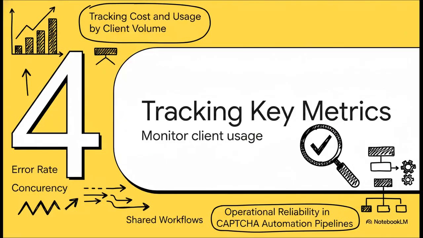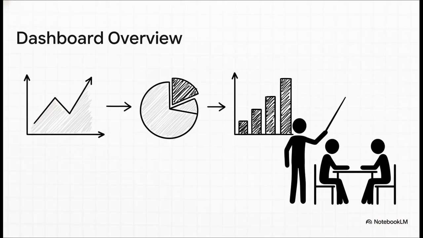Part 4. Tracking key pipeline metrics. You need to know exactly who is using what. Step 5 of our checklist is all about visibility. Tracking cost and usage by client volume, error rate, and concurrency is absolutely mandatory if you want proper pricing and client communication. If you're wondering what to measure first, start with these rapid-fire metrics: solve success rate, average solve time, queue size, and failure rate by error type. When you start tracking client-level volume, balance availability, and retry counts, you finally move from guessing to knowing.